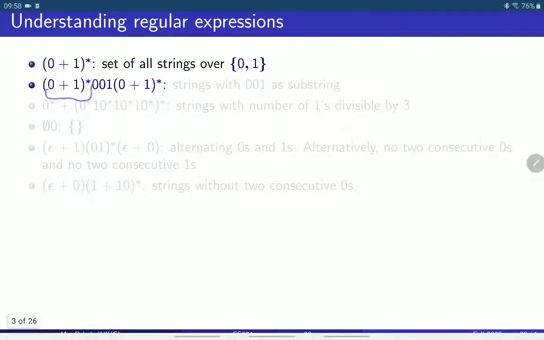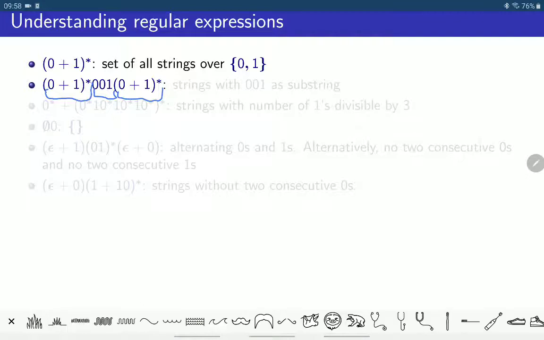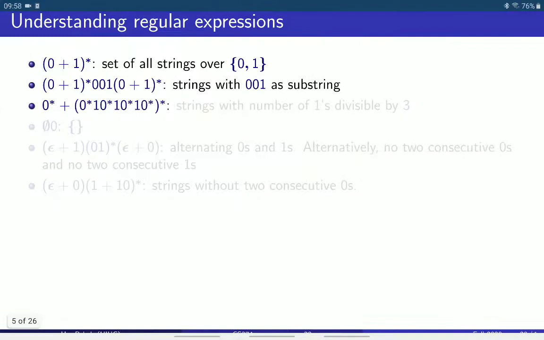Okay, so this is all binary strings concatenated with 0 0 1, concatenated with all binary strings, which means all binary strings that contain 0 0 1 in them. Next.